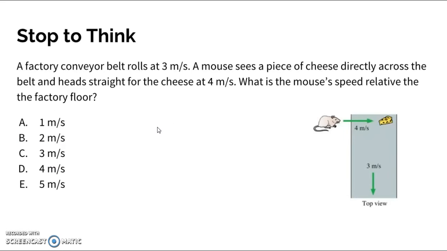So one quick question for you guys. A factory conveyor belt rolls at 3 meters per second. A mouse sees a piece of cheese directly across the belt and heads straight for the cheese at 4 meters per second. What's the mouse's speed relative to the factory floor? Here's a diagram of the situation, so you don't have to diagram it necessarily, though you might want to draw your own diagram. So pause this video, think about it, and try to answer before you move on.